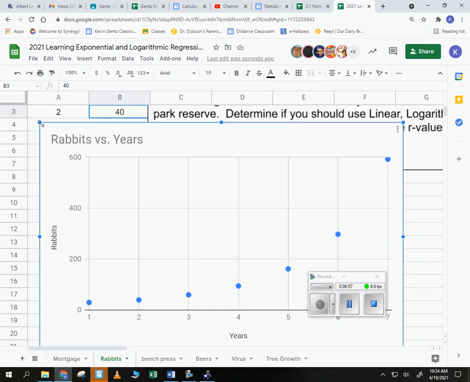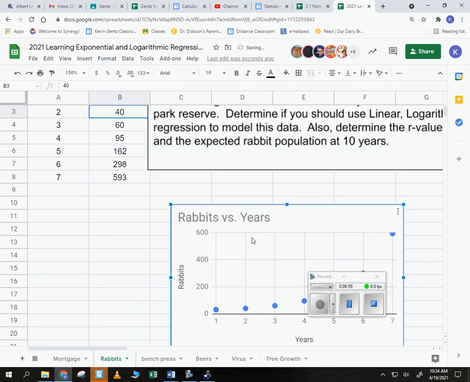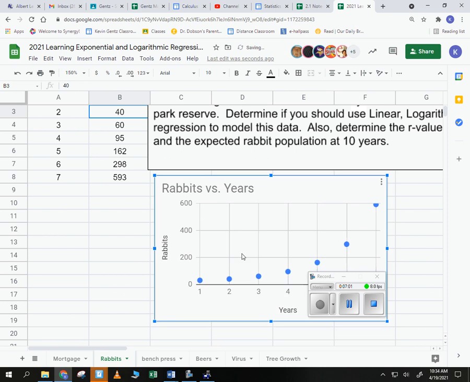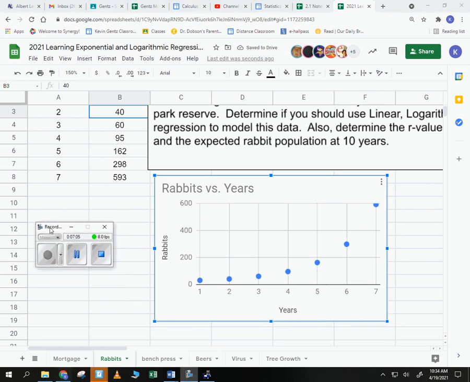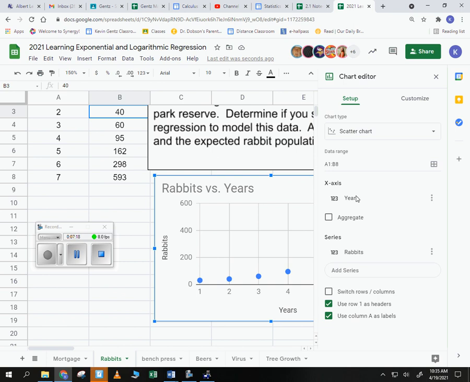And you can see there that it seems pretty obvious that the population stays low and then it gets pretty high. So I don't think that using a logarithmic regression or linear model would really fit this well. So as we try to fit a model for this, and this is where it is new for you, so please follow along, you're going to edit the chart.